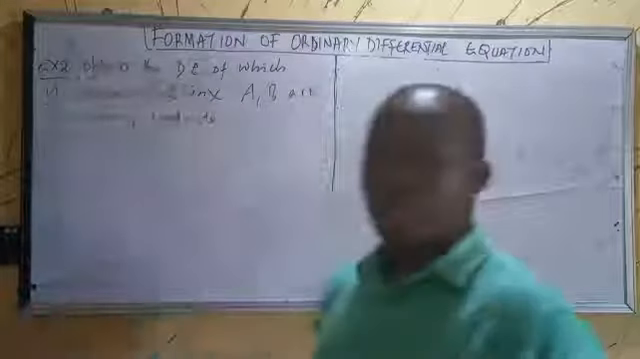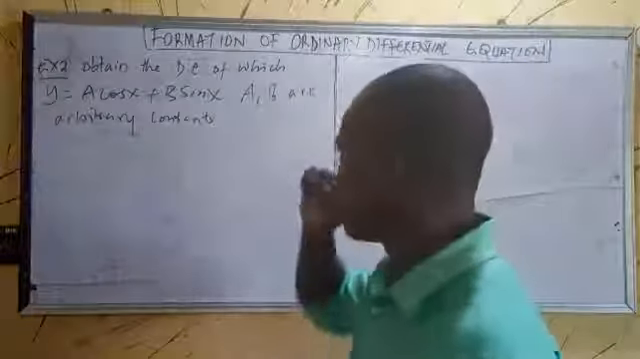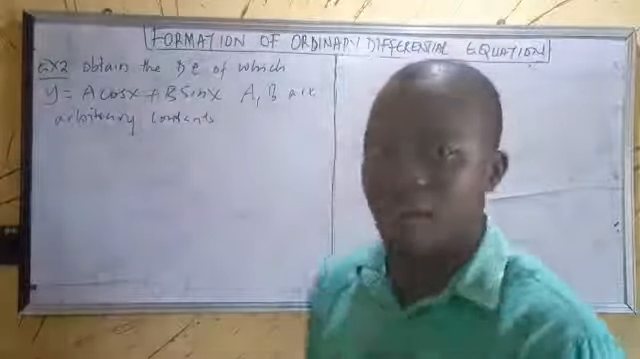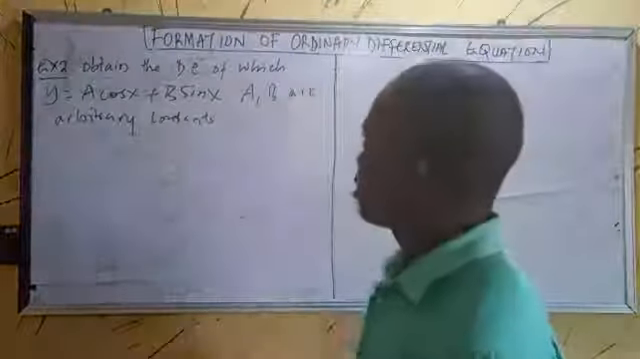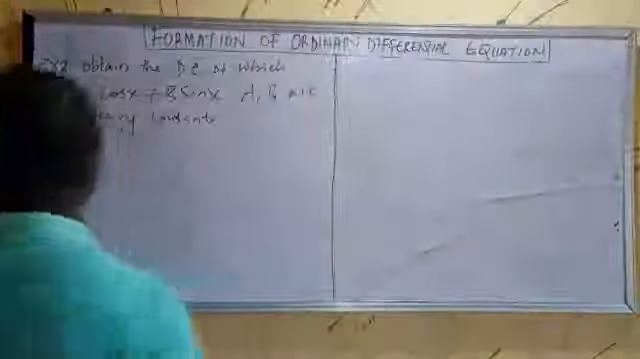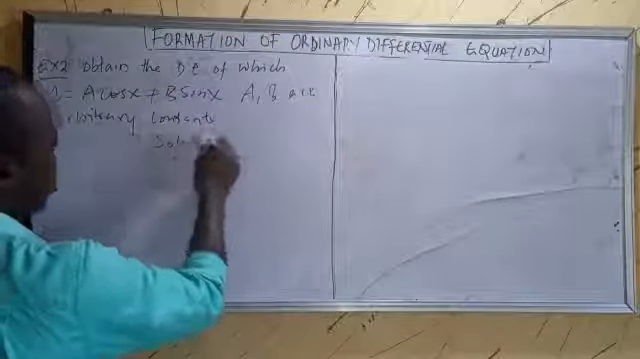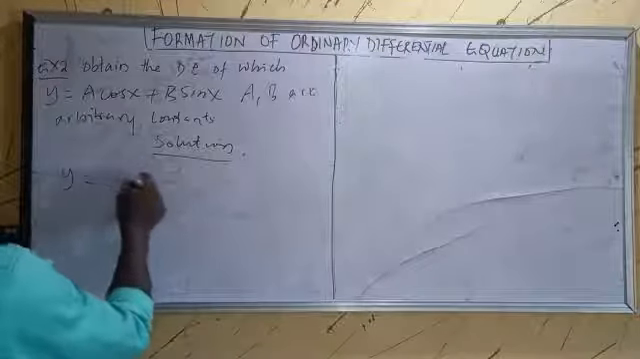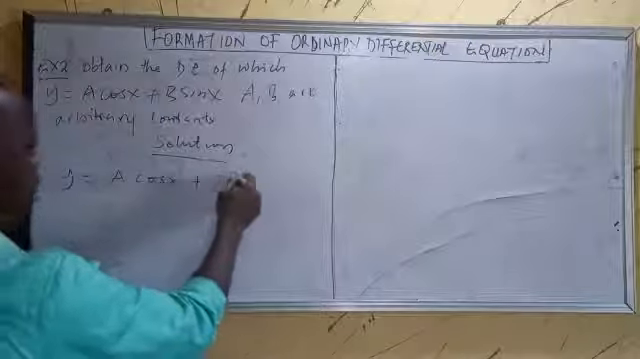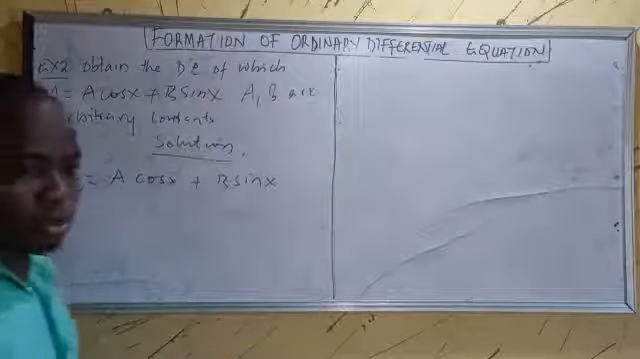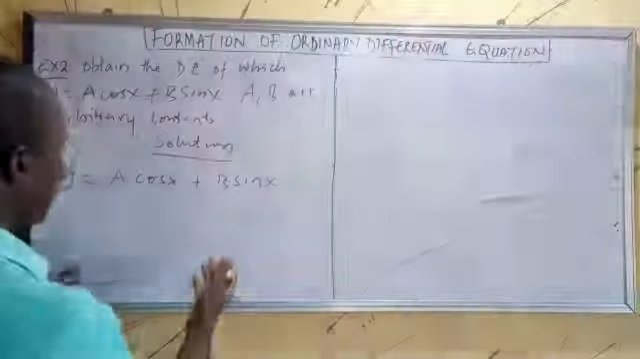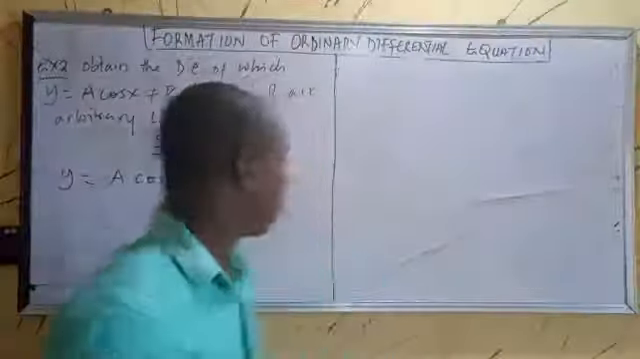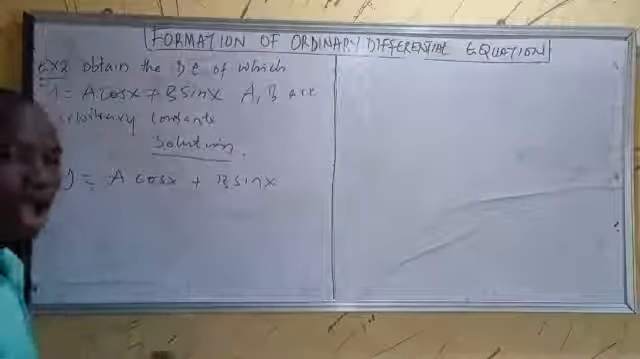So now, as I said in the first video, if you have two arbitrary constants, you are going to arrive at a differential equation of order 2. So now, let's try to solve this. Having this, we have y equals a cos x plus b sin x. So now, we differentiate this with respect to x. This one is not implicit here because we have y separately.